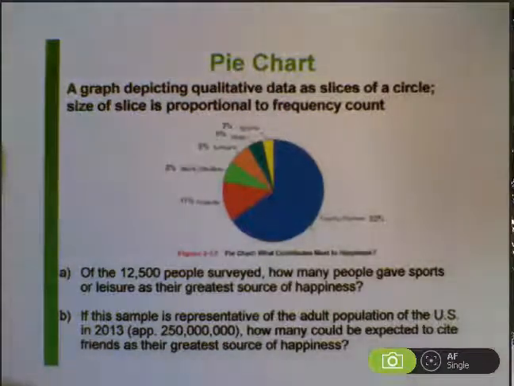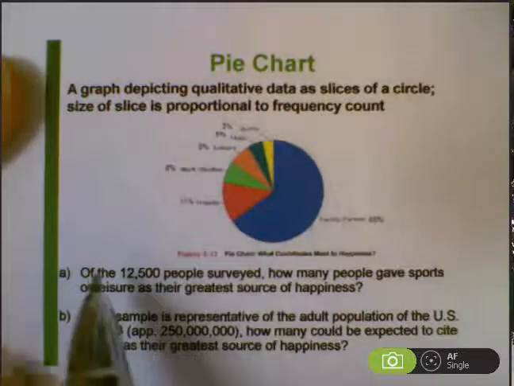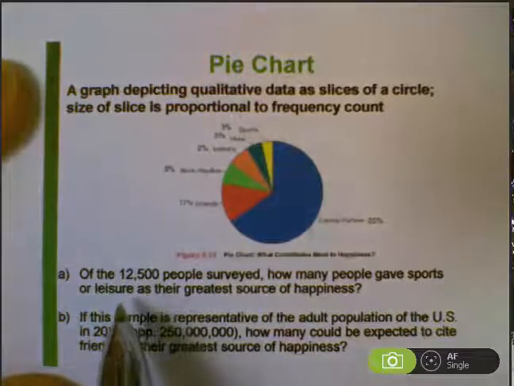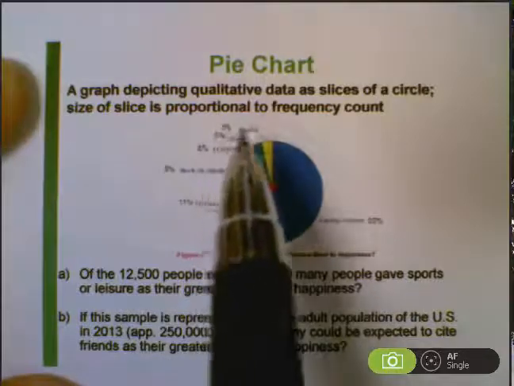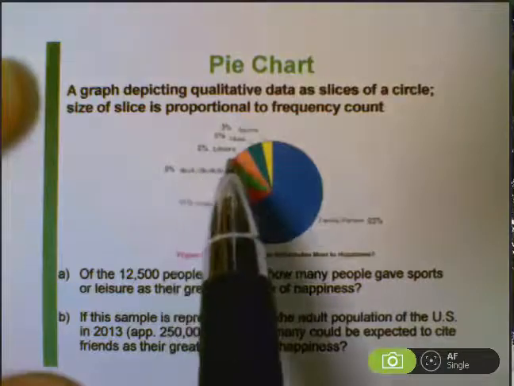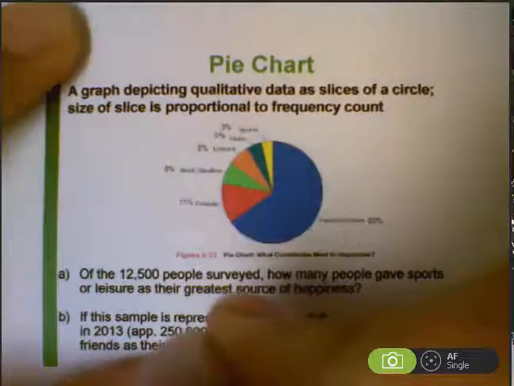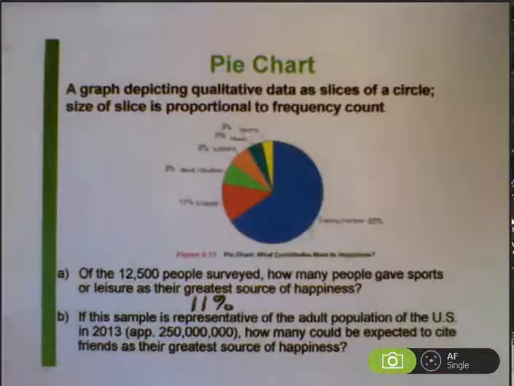Now, in the homework, you have to answer some questions to interpret a pie chart. They're similar to these. First, of the 12,500 people surveyed, how many people gave sports or leisure as their greatest source of happiness? Well, 3% said sports was their greatest source of happiness. That looks like 8% of people said leisure was their greatest source of happiness. So that's 11% total said either sports or leisure was their greatest source of happiness.